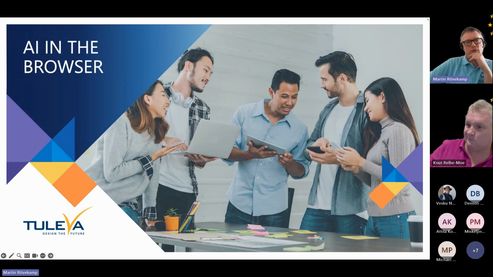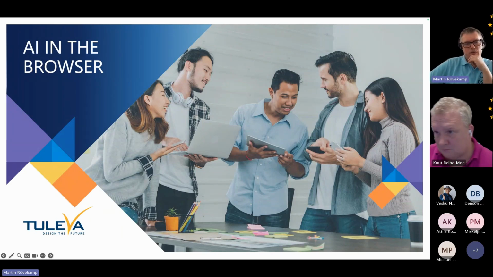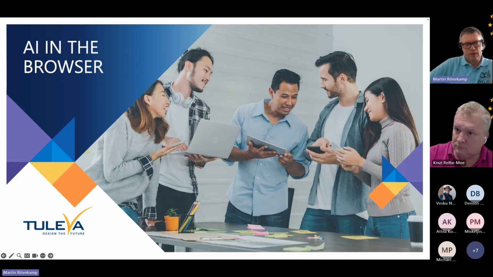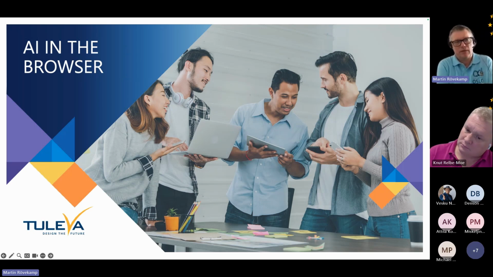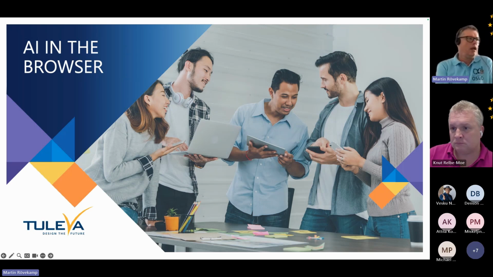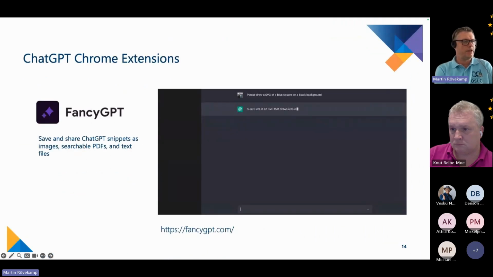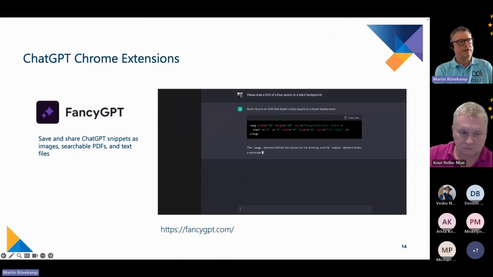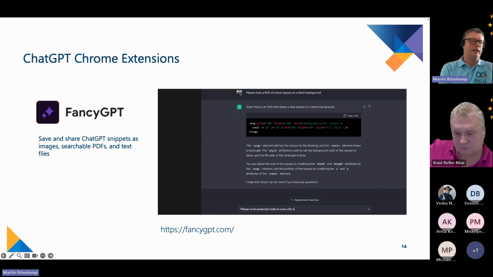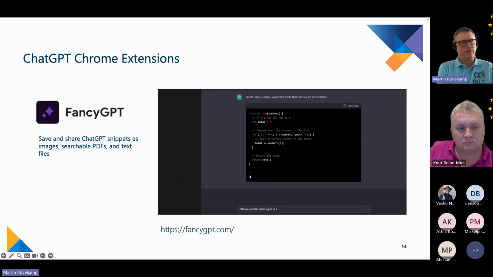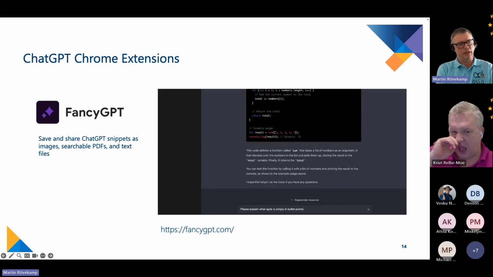But what about the workflow? You are sitting in front of your computer using your browser, like in your intranet. But you don't want to change the program. What about if you use plugins for your browser? And there are also hundreds of them, and we have just a few examples for you with some use cases. So like Fancy GPT is a tool where you can get snippets and visualize them from your ChatGPT results.